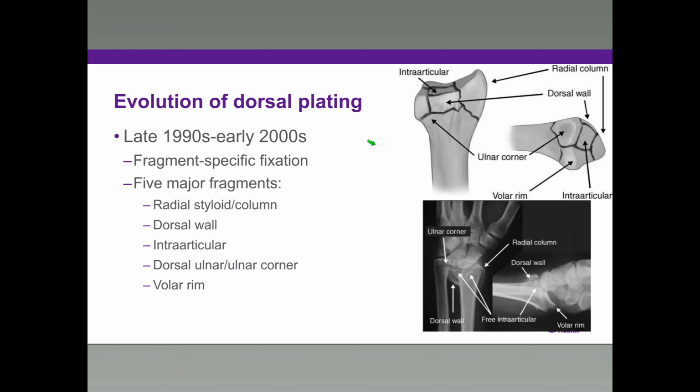You've got your radial styloid fragment right over here, also called the radial column, the dorsal wall, which is depicted right there, and an intra-articular fragment. That's what you see if you're looking down on it from the top. Then the dorsal ulnar corner, something to really be aware of, and the volar rim that we've already spoken about.